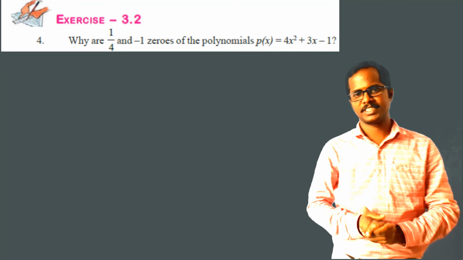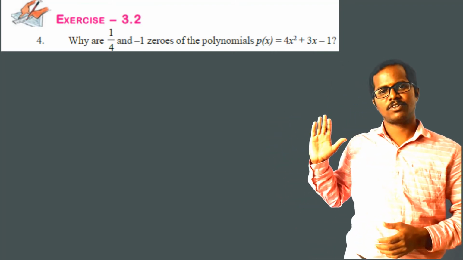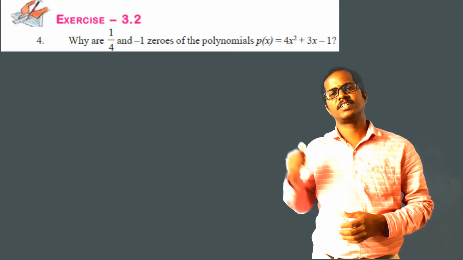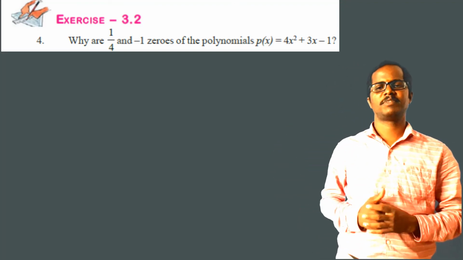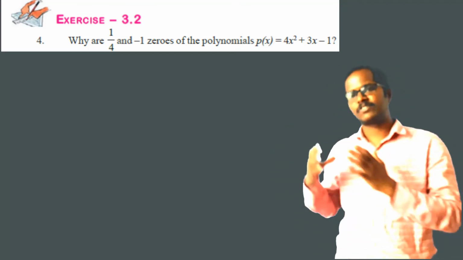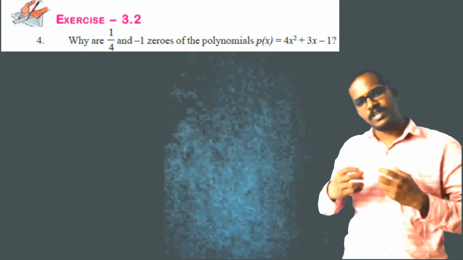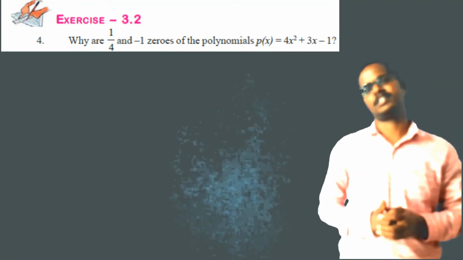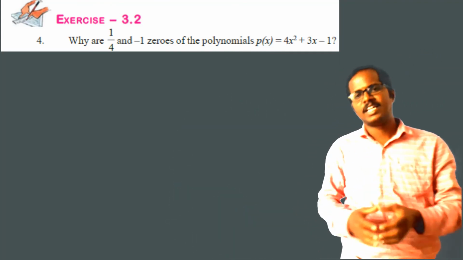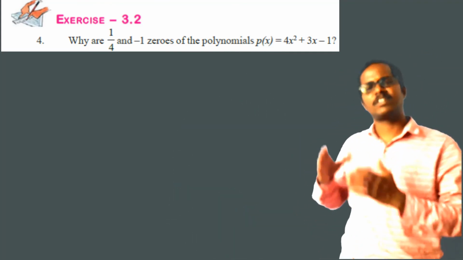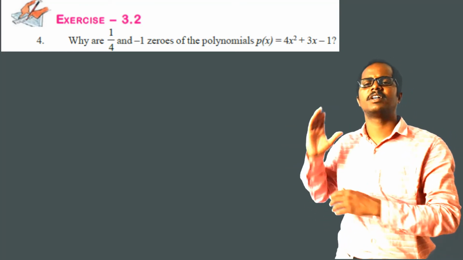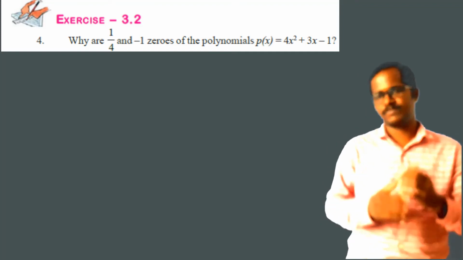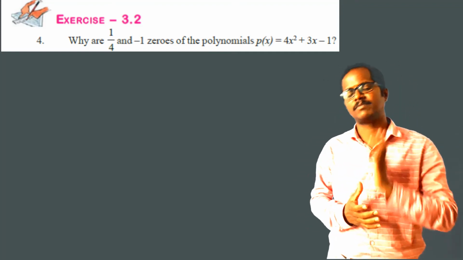Now let us see the fourth problem from exercise 3.2. The fourth problem is given as: 1 by 4 and minus 1 are the zeros of the polynomial p of x equals 4x square plus 3x minus 1. This question means we have to say whether 1 by 4 and minus 1 are the zeros of the given polynomial or not.